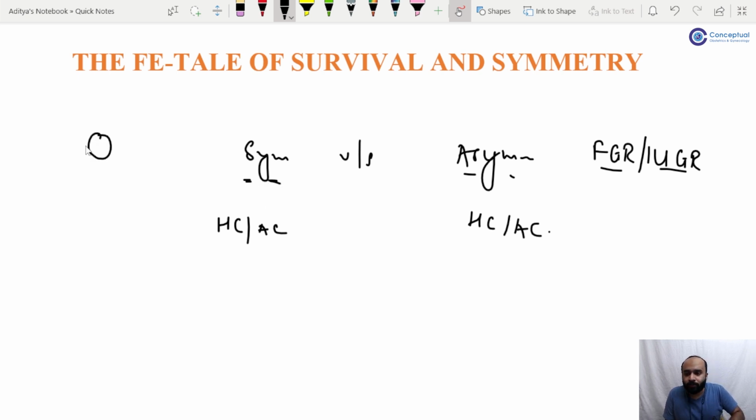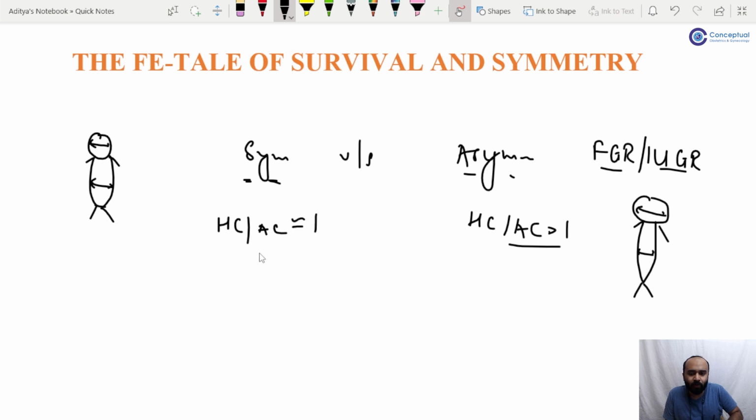If this is the fetal head and this is the fetal body, over here you can see that it is fairly similar: this abdominal circumference and over here this head circumference. Whereas if the fetal head is like this, but the fetal body is not that big, it is kind of lean, then you can see that the head circumference and the abdominal circumference do not match. The head circumference is quite more. So whenever the head circumference to abdominal circumference ratio is more than 1, we call it asymmetrical IUGR, whereas if it is somewhere around 1, then we call it symmetrical.